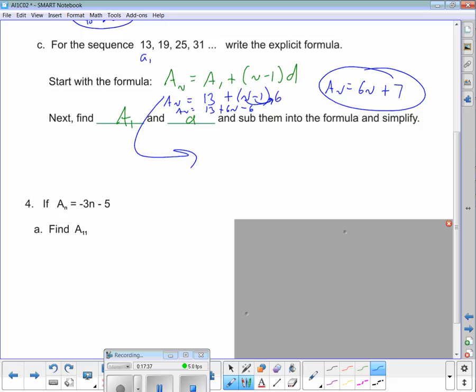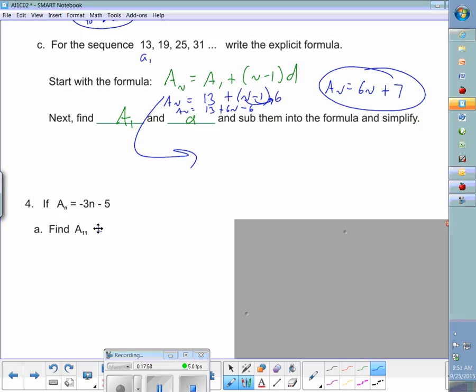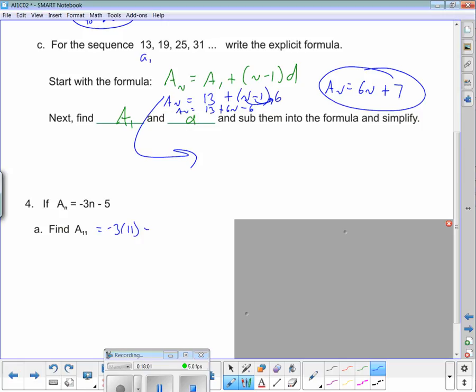So, all right. But again, all you got to do is find a sub 1, find d, and then sub it in and simplify, and that's what we did up above, and there we go. All right, so number 4 is easy. Go ahead and find a sub 11. What is a sub 11? Give me a sub 11. So what is that? Negative 33 plus 5, negative 38, and you're done, right? Negative 3 times 11 is a negative 33, minus 5 is negative 38. Voila, you are there. Good to go.